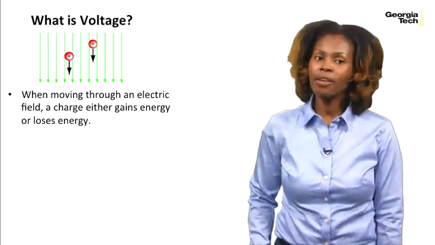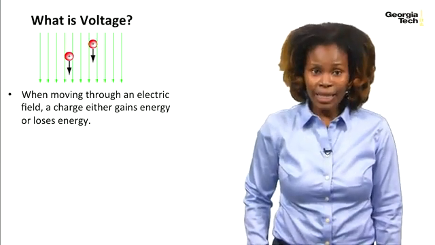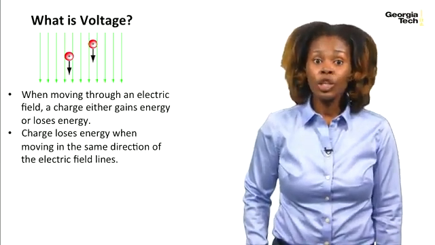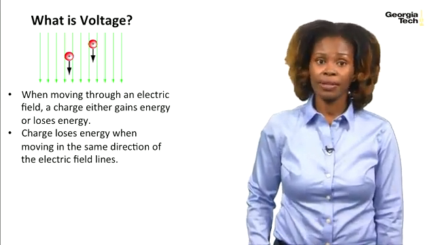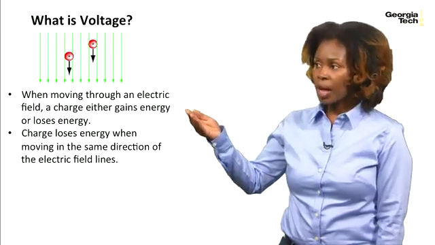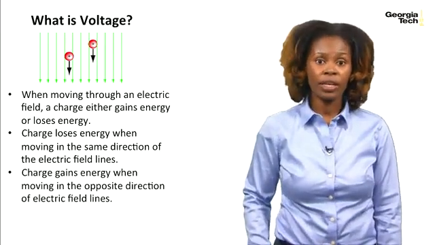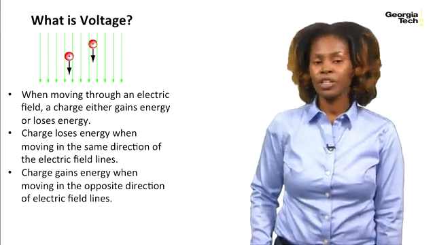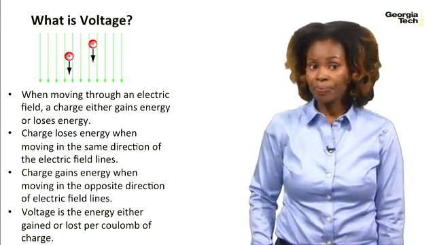Now, what is voltage? When moving through an electric field, a charge either gains energy or loses energy. Charges lose energy when they're moving in the same direction of the electric field lines. The charges that you see here have an electric field line that points from top to bottom, and the charges are moving in the same direction, so they are losing energy. Charge gains energy when it's moving in the opposite direction of the electric field lines. So these charges would gain energy if they were moving from the bottom to the top.